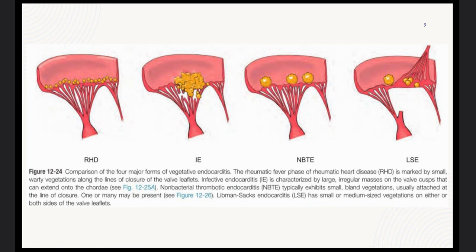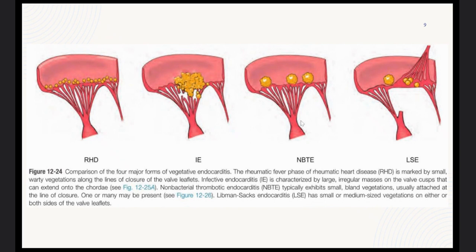I've included this picture because it really shows you the differences in how the vegetations look on the valves. So here, the first one is rheumatic heart disease. You can see the vegetations are smaller, almost wart-like, along the lines of closure of the valve leaflets. Here you have infective endocarditis, and you can see the vegetations are much larger and seem more destructive, and they can even progress down into the chordae tendineae.